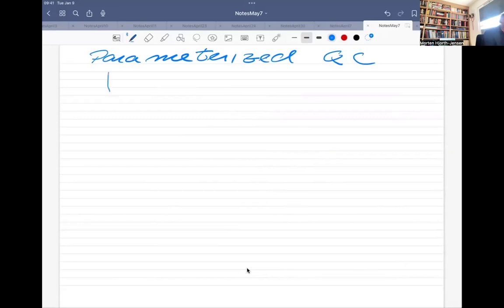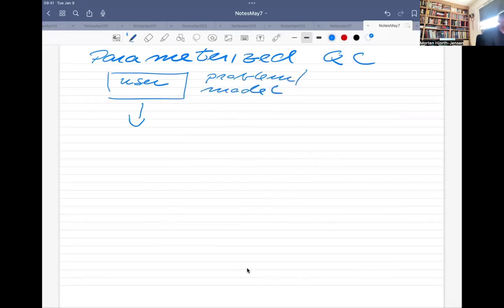So we would have a user here. And in this specific case, this protocol which we are setting up, we would have some problem which we want to solve. Problem model. So we define a problem, we set up a model, and then we have input and training data.